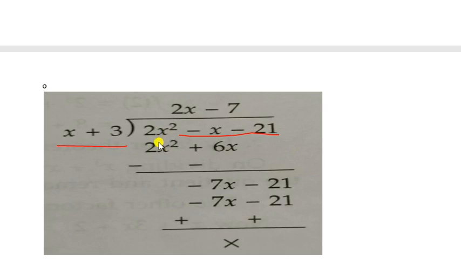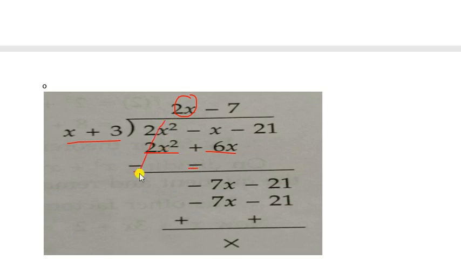Here x square, but in our divisor x is given. In the dividend with x square, 2 is given. So we have to take 2x here. So try to make the first term similar. So 2x. If we take 2x, we have to multiply this 2x with x plus 3. So 2x into x, 2x square. 2x into 3, that means plus 6x. And remember that for division you always have to change your sign. Minus, here plus is given, so minus.